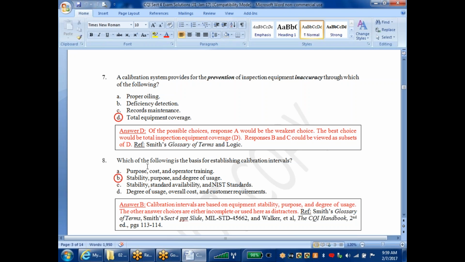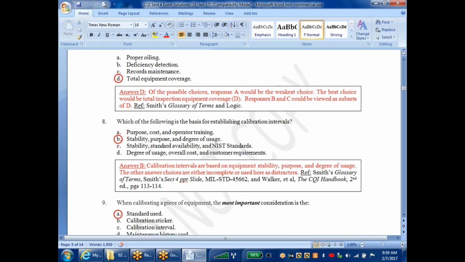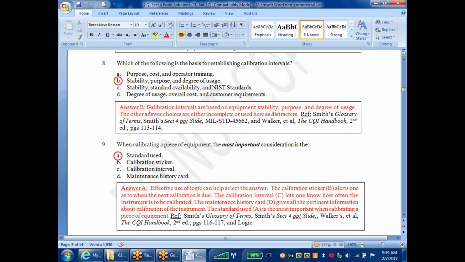So when I'm looking at total equipment coverage, that's the broadest answer choice, which in an ASQ exam, the broader answer choices are correct most of the time, a high percentage of the time, actually. So when I pick D, I also include B and C. B and C would be restrictive, so you want to stay away from more restrictive answers.